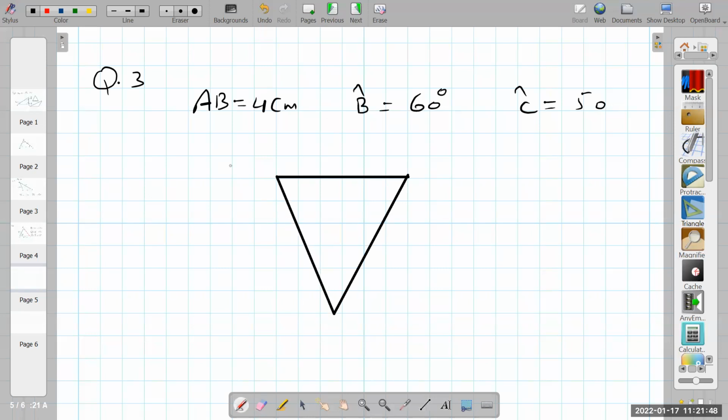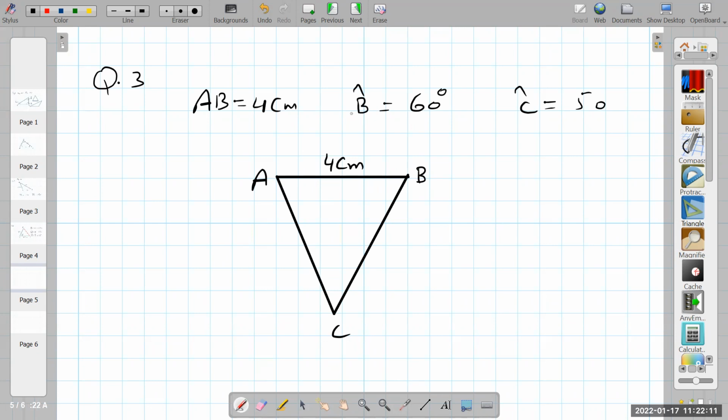Now, the question is: what is the value of AB? What is the value of AB in the question? AB, this is AB, 4 centimeters. From here to here is AB. So we will write 4 centimeters here.